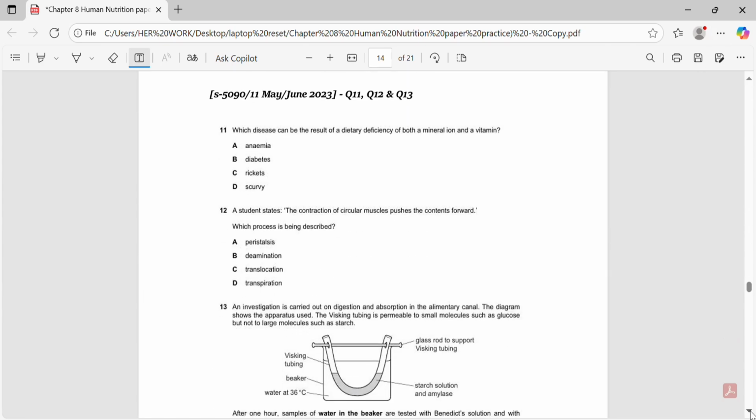We have a question here now. It's an MCQ. Which disease can be the result of a dietary deficiency of both a mineral ion and a vitamin? We're asked about a disease caused by lack of both a mineral and a vitamin. Rickets is caused by a deficiency of vitamin D and calcium, which affects bone strength and growth. And the answer for this is C.